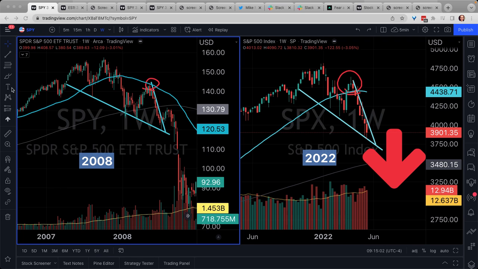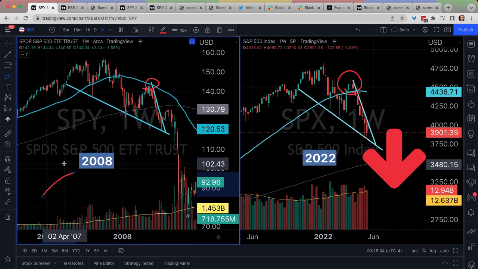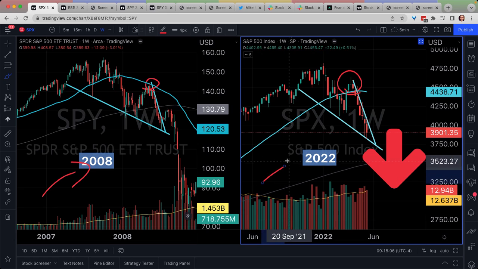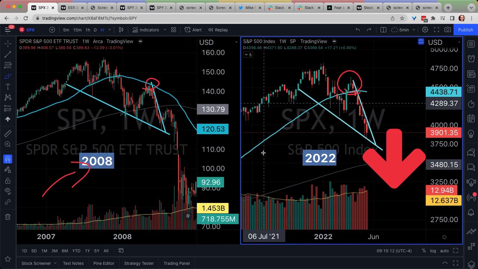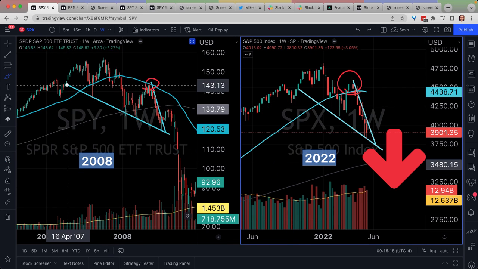This weekend we're going to try to find out whether or not we're repeating the stock market crash of 2008, because when I look at this chart, oh man, does it match up, and it looks quite similar. The saying is, history does not repeat itself, but it rhymes. On the left we've got 2008, on the right we've got 2022, and I'm noticing a very similar pattern.